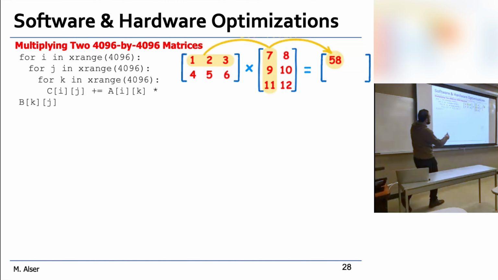How do you do it? You get 1 times 7 plus 2 times 9 plus 3 times 11, and that gives you that number. Now you go to the second row, multiply by the first column, and that gives you the second element over here. The third row over the first column, still continuing with the first column. Now, if you want to solve this one in the second column, you go with the first row, but this time with the second column. Then that gives you that value, and so on. This is just to refresh your mind.